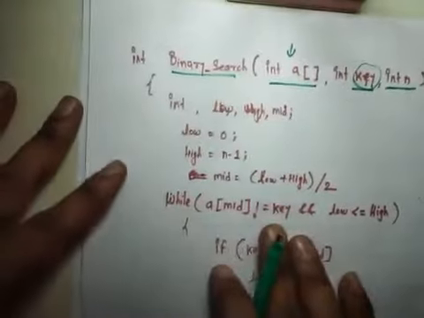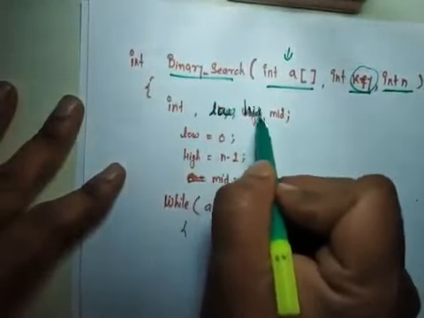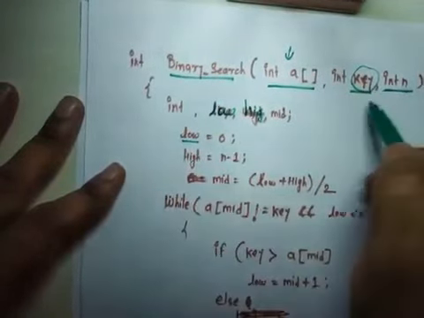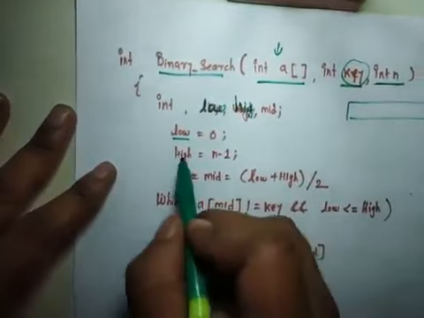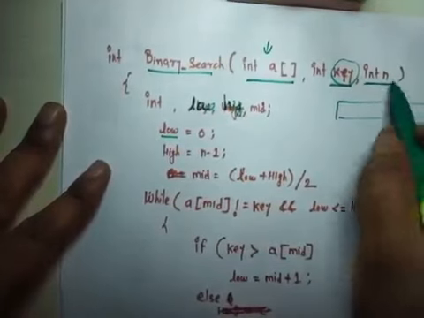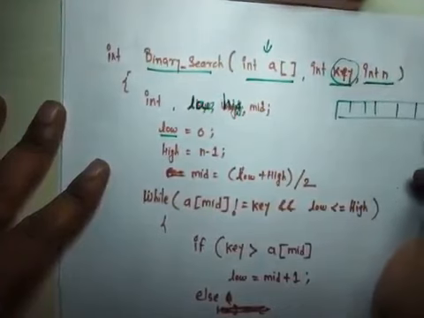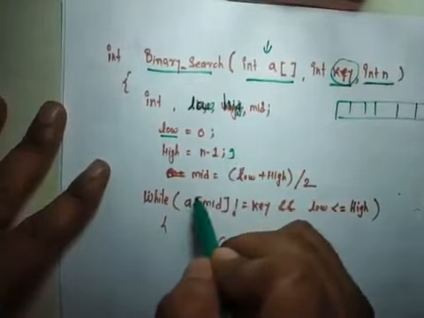Now here we are defining some variables, that is low, high and mid. Now initialize our low to 0 since the array starts at index 0. Initialize high to n minus 1, means size minus 1. So suppose our array size is 10. So 10 minus 1, 9. So high will be initialized to 9 initially.